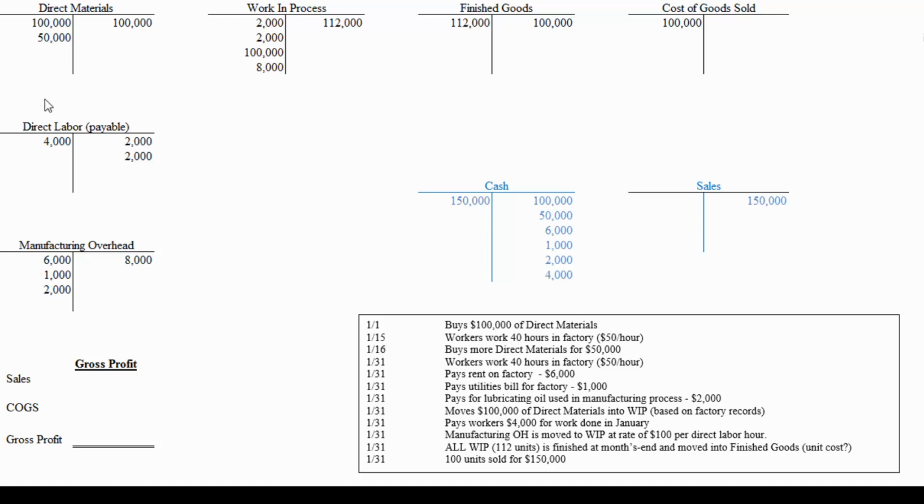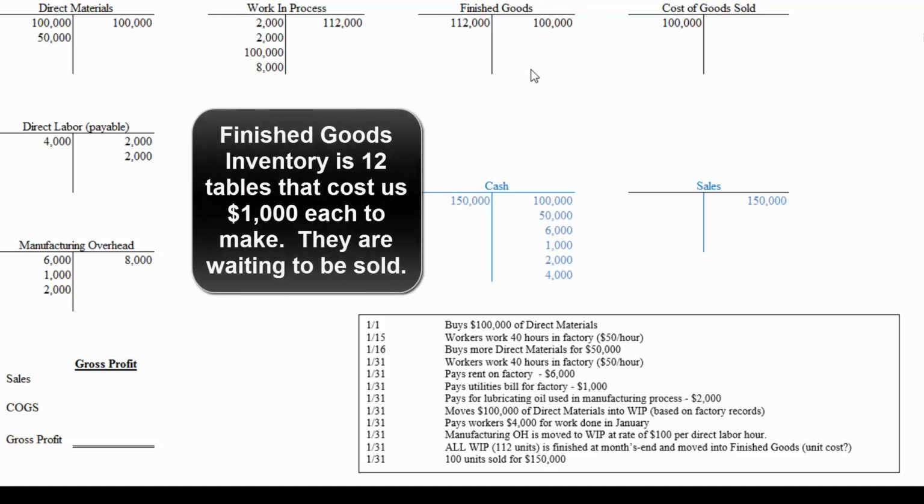So what's the balance in our inventory accounts before we go any further? We've got stuff we're going to work on. We've got a $50,000 balance left. Work in process, zero. Finished goods, we've got $12,000. We've got 12 tables left. We made 112. We sold 100. So we've got 12 tables left with a balance of $12,000 in finished goods.